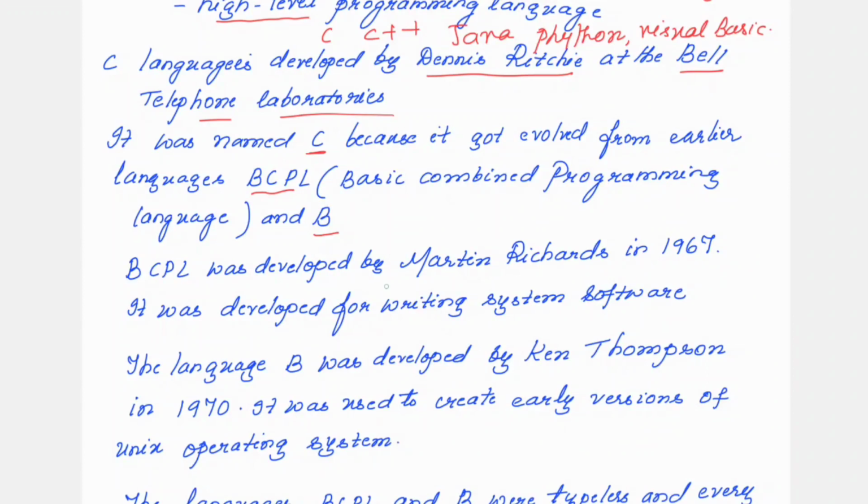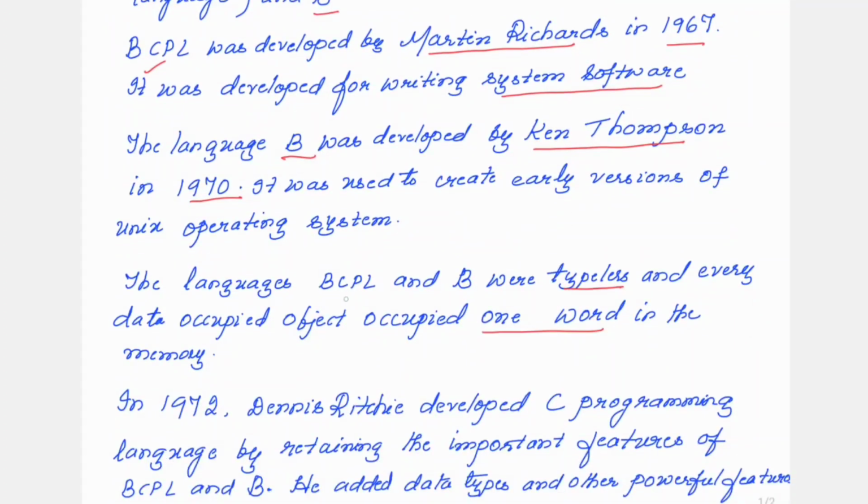Now BCPL was developed by Martin Richards in 1965, and this was basically developed for writing system software. That means the software only for the machines but not for the applications. And the language B was developed by Ken Thompson in 1970, and this was used to create early versions of the Unix operating system. Both these languages, BCPL and B, were used basically for writing system software.